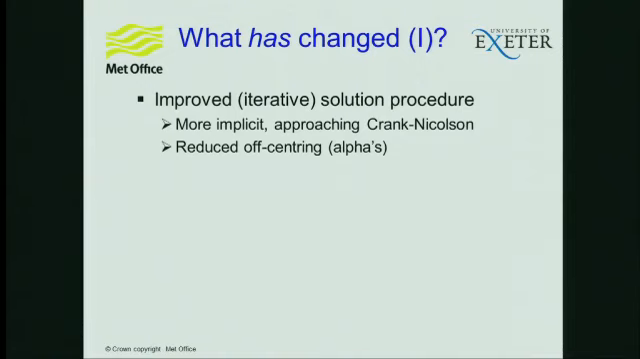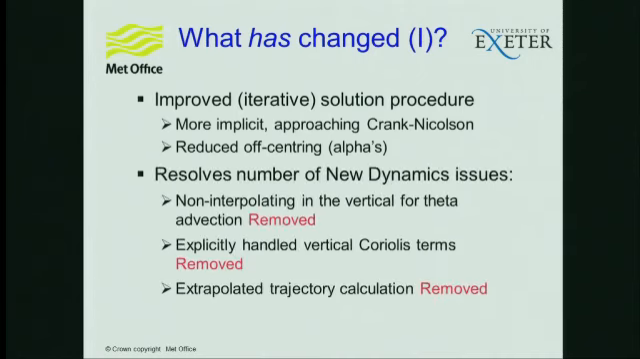So we've got an improved iterative solution procedure. This is trying to make it more implicit, so approaching a Crank-Nicolson scheme. And going with that, we've reduced the off-centering in the semi-implicit scheme. The new dynamics has to run with a large amount of off-centering for stability, which, as Kevin mentioned earlier in the week, damps the gravity waves in particular. Whilst Endgame doesn't need that, so we can run a much more centered scheme, or if we wish to increase the damping, we could run with a higher off-centering.